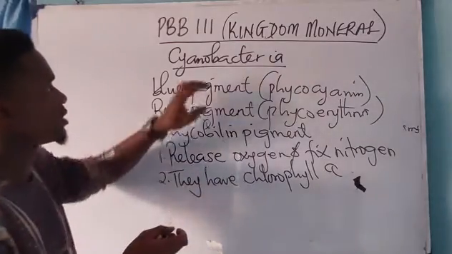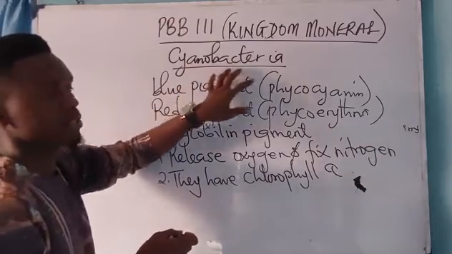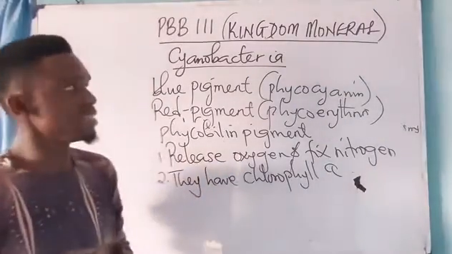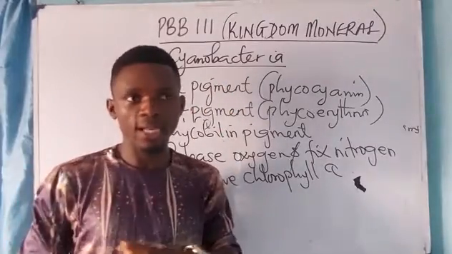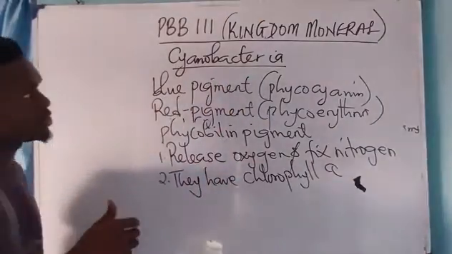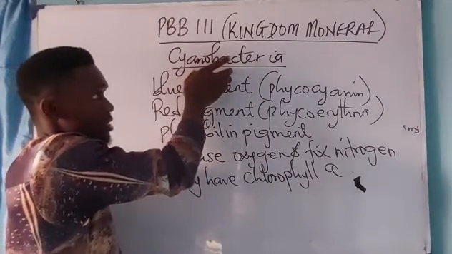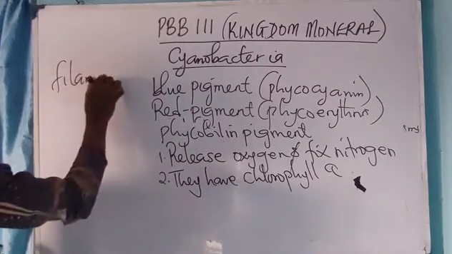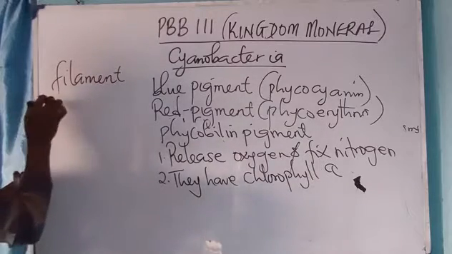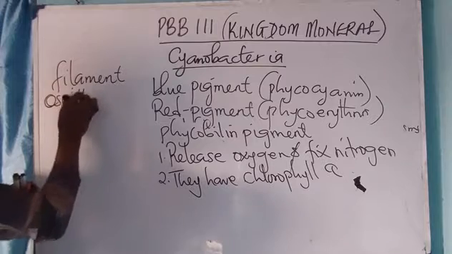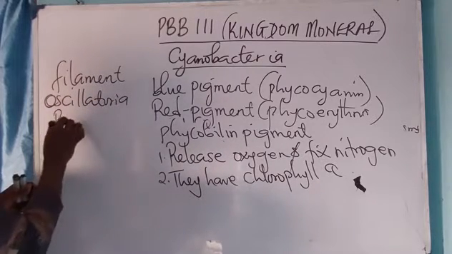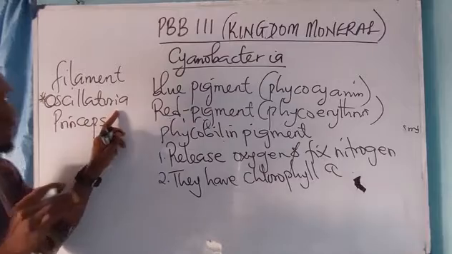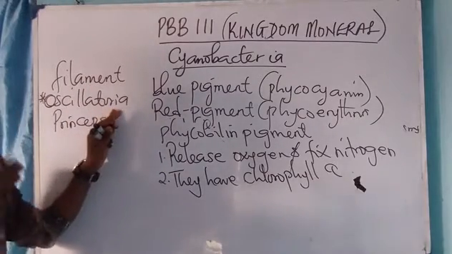Normally cyanobacteria do not move. They are non-motile, that is, they do not have a locomotory organ. But there are some species of cyanobacteria that move using their filaments. A good example is Oscillatoria princeps. It locomotes using its filament. The gliding movement of the filament propels it to move.